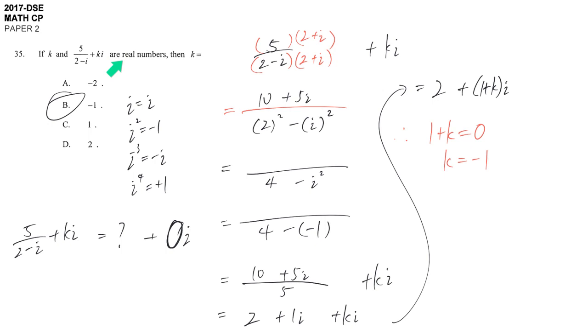Whenever they tell you that this is a real number or a purely imaginary number, they try to imply that one of the coefficients is equal to 0. Then, based on this given information, you can write down an equation like this. Then you can solve for one of the unknowns there.